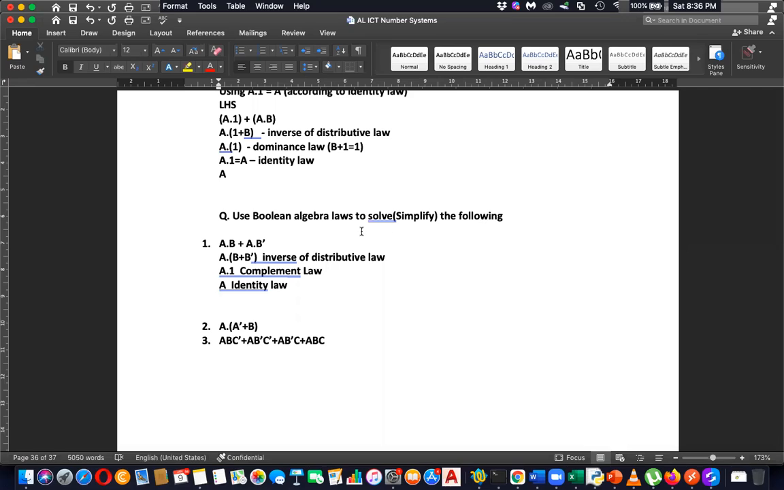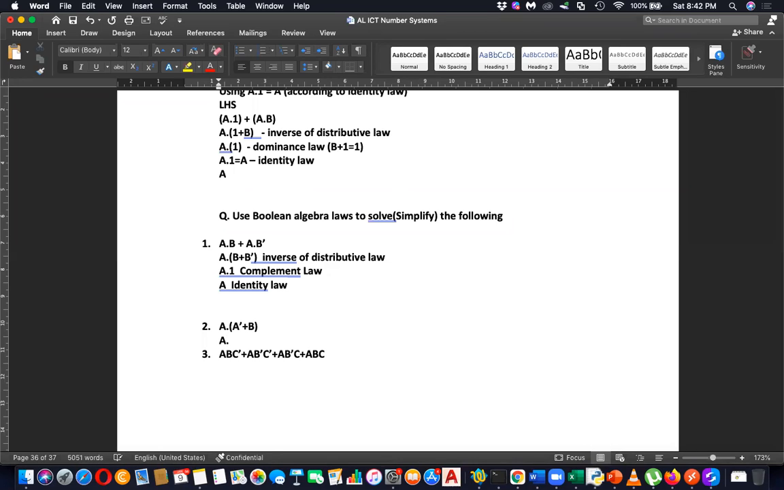This is quite difficult maybe because you have to remember the law. But no need. So you can just try this. Give a try. Just give a try. The second one, you can apply distributive law. Can I apply distributive law? Yes, distributive law.